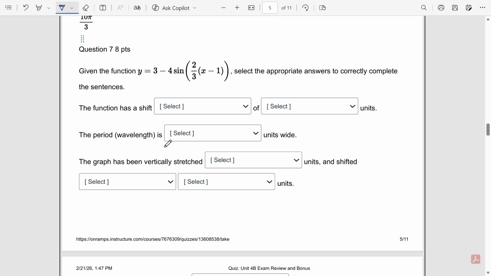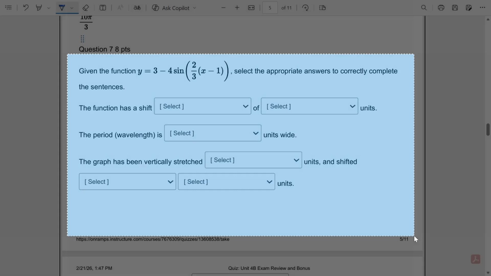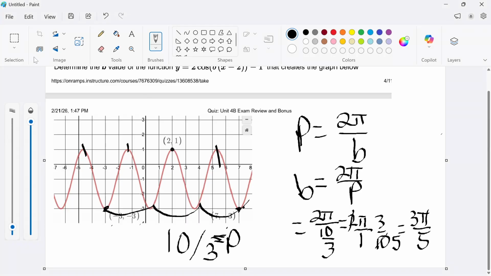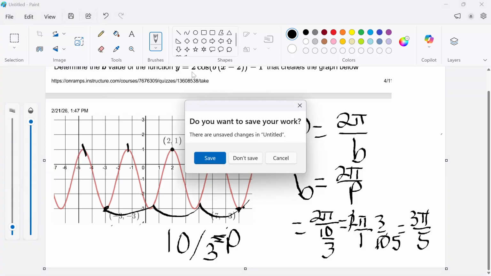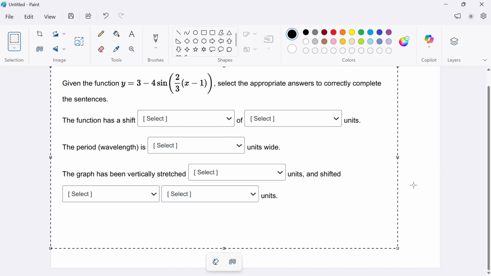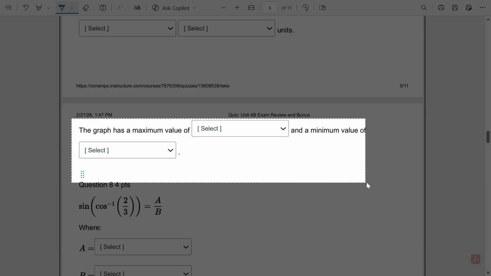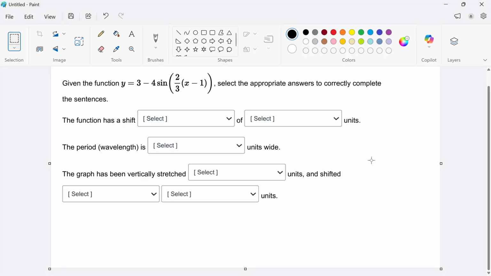All right, question 7. Given this function, select the appropriate answers. Now this is great because, well, I'll show you in a second. I got a little bit extra on the next page. So I've got to kind of do this in 2 parts. Nothing's ever made easy. Not for me. Okay, a little bit extra on the next page. And let me do this.